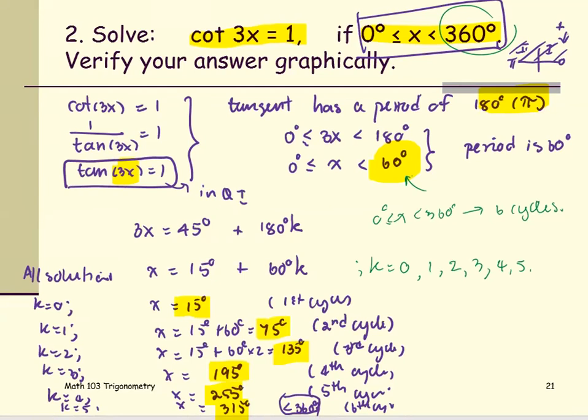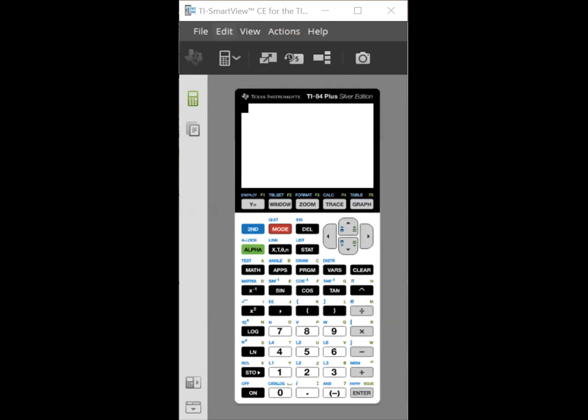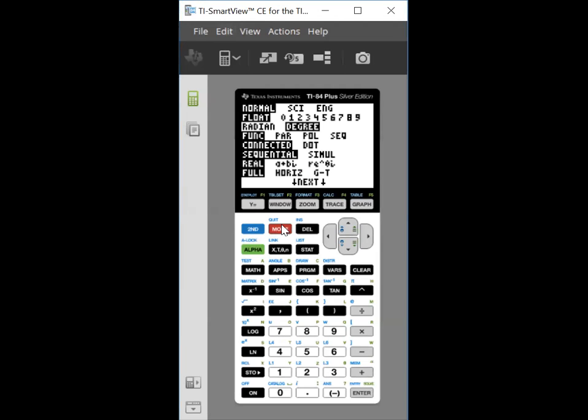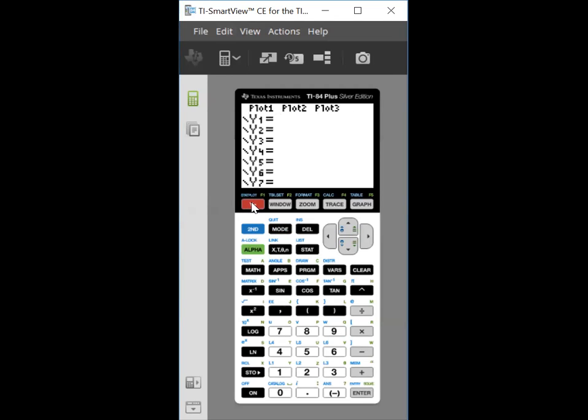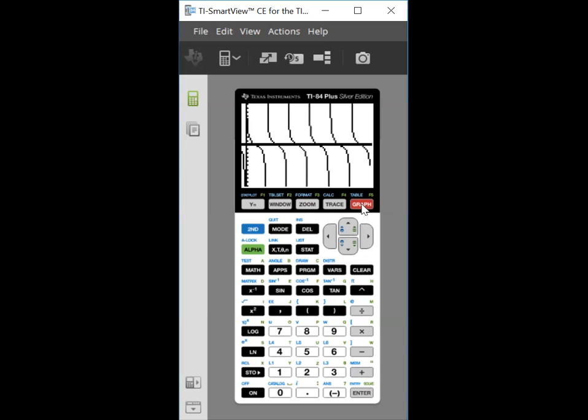So now I'm going to show you the graph. On your calculator, make sure that the mode is in degree mode. And then you go to the y equals function, type in the first function as cotangent of 3x, which is the reciprocal of the tangent. So we're going to type in 1 divided by tangent of 3x, close the parentheses. That's the first function. Let's check on the graph. The graph will look like this.